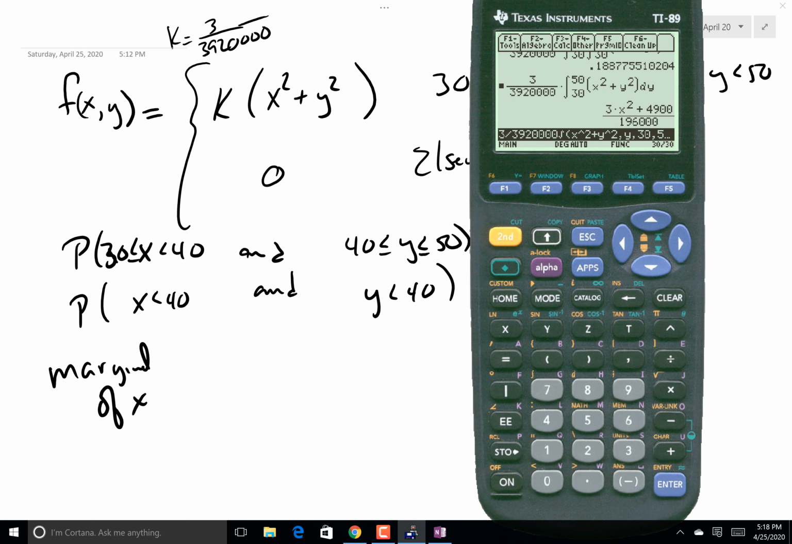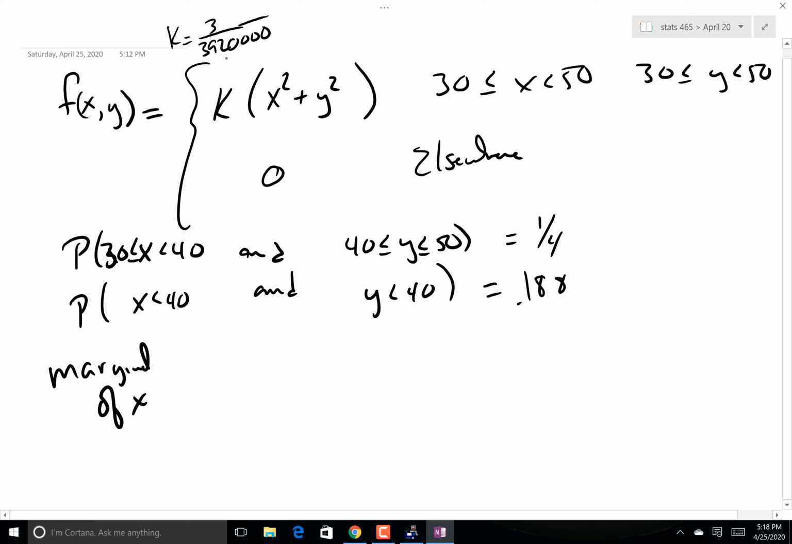And you get that mess. Okay? And while we're here, I'm just going to find the marginal with respect to y. Oh, it's that thing. Now, here's my question. Times, parentheses, this thing, parentheses. Yeah, that thing right there does not equal 3 over 3,920,000 times x squared plus y squared. So what does that mean? On this problem, x and y are dependent. They're dependent because the product of their marginals is not equal to the joint.